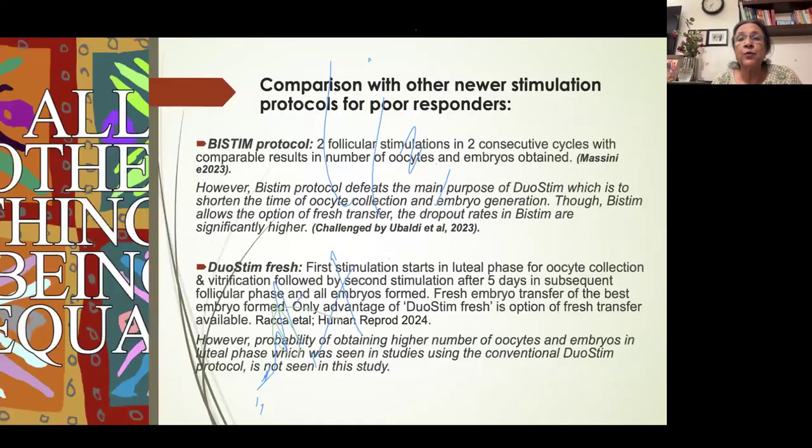Having said that, I would also want to bring up newer stimulation protocols for poor responders, which have emerged in the last 2 years. Around the time when our study was published, a protocol came up called BiStim. Here they do one follicular stimulation and then the next follicular stimulation. But this was Massini et al.